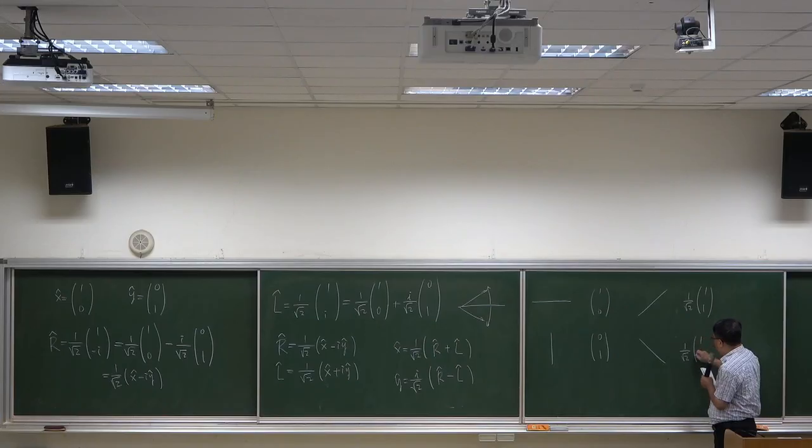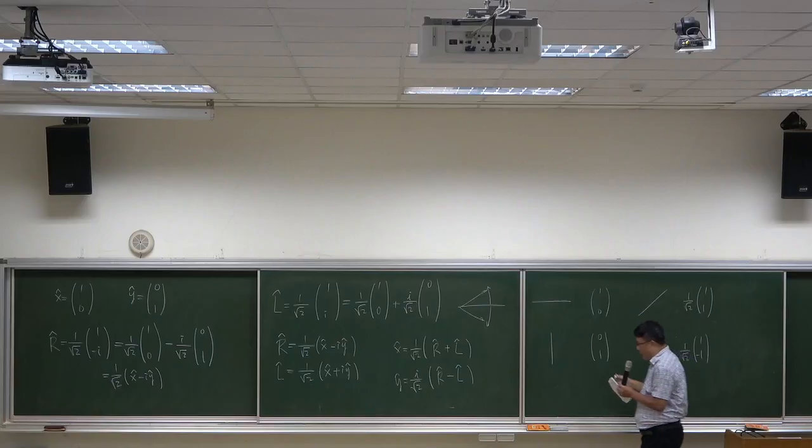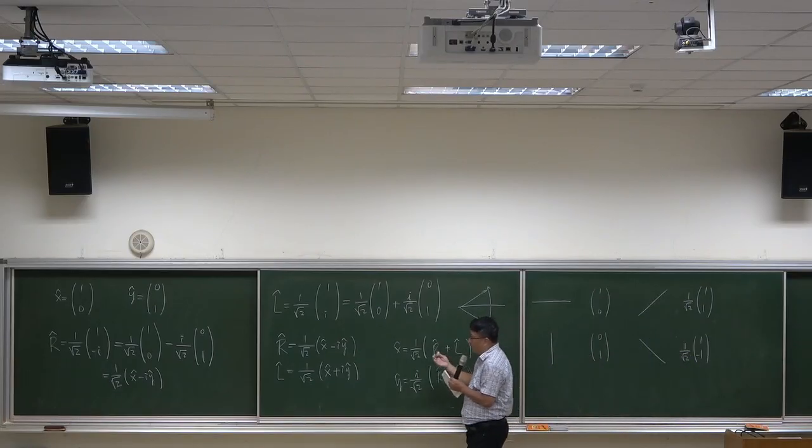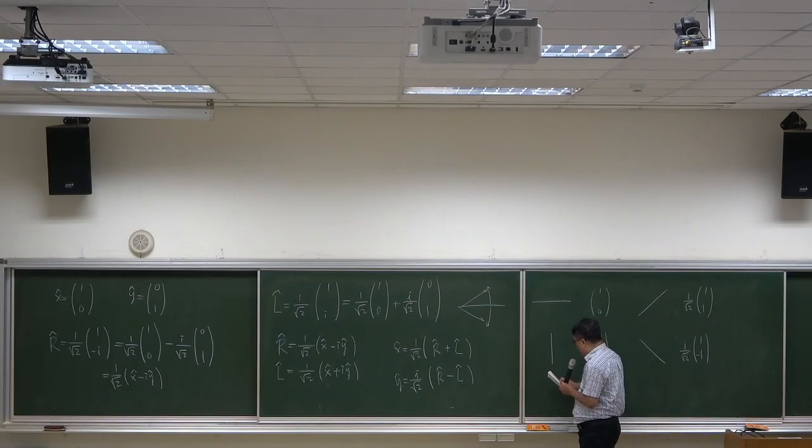This is 1 minus 1. Okay? And we have already written the right hand and left hand circular quadrature. Let me try to write down a simple elliptic quadrature state. This one.